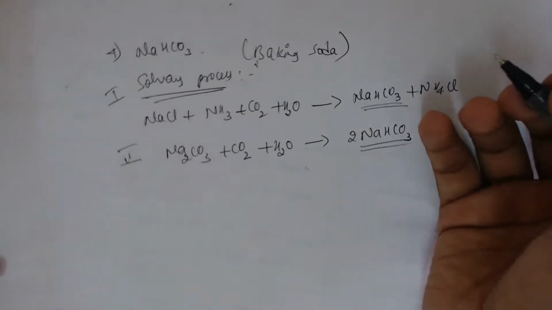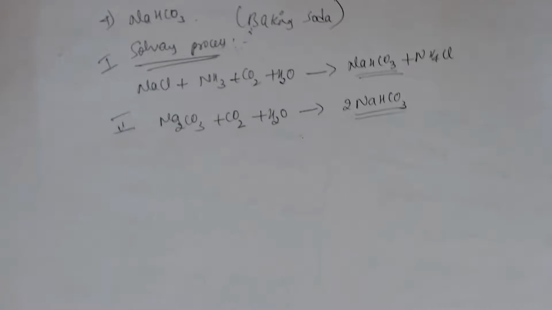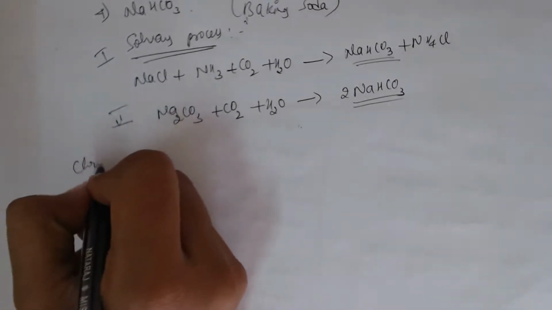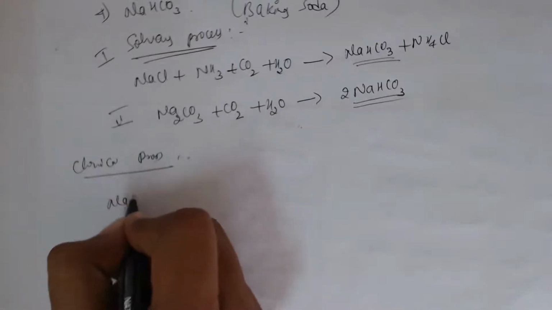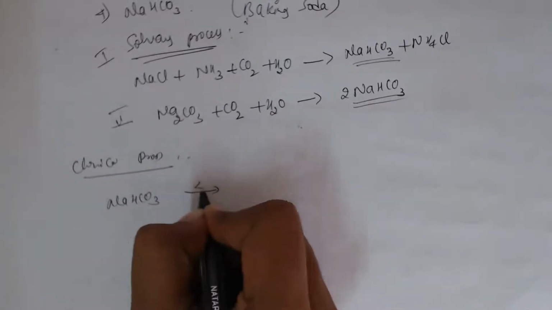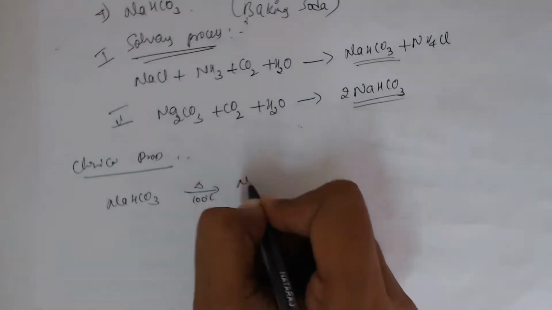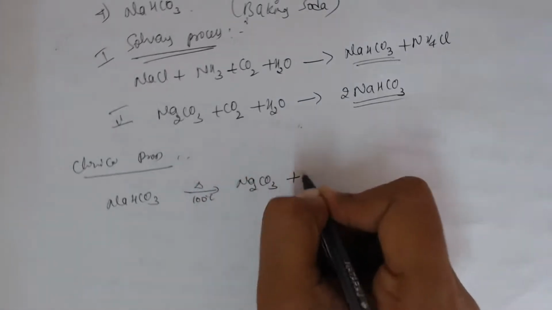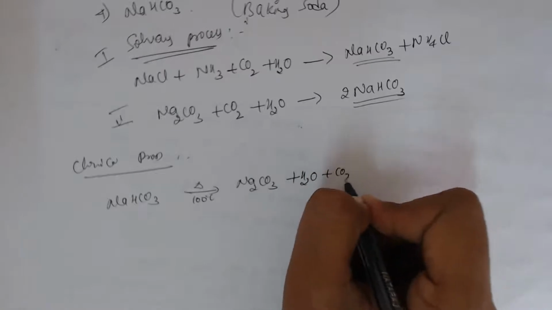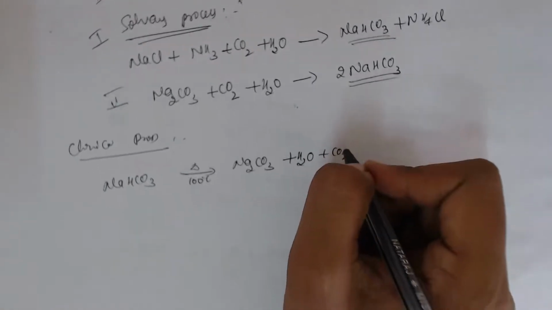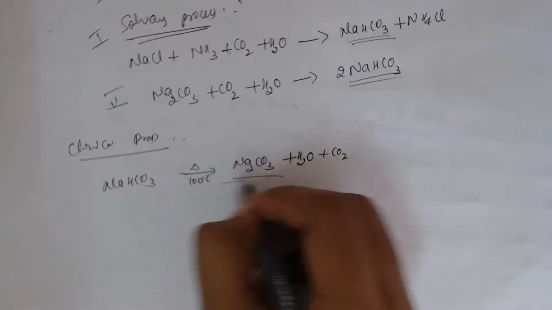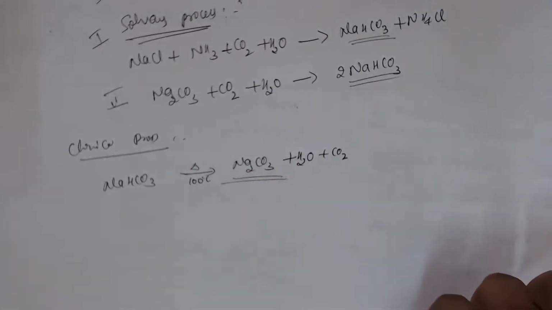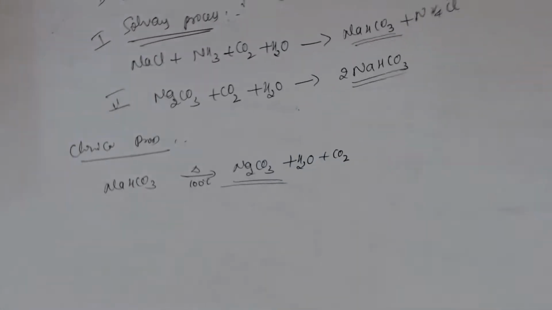So here, students, what are its chemical properties? NaHCO3 upon decomposition gives Na2CO3 plus H2O plus CO2. Okay, so this is the only chemical reaction. So this is all about the compounds of alkali metals.